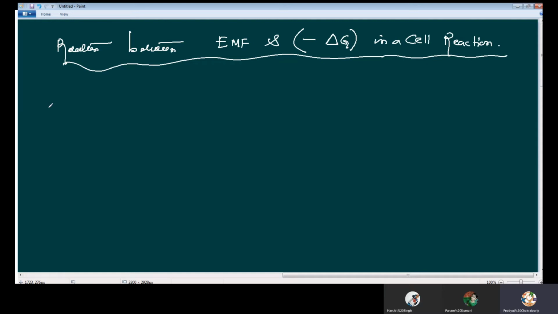A galvanic cell produces electrical energy as a result of the chemical reaction occurring in it. So when the cell current flows through the conducting wire connecting the anode and the cathode, electrical work is done by the cell. For a reversible cell, the electrical work derived from the cell is found to be maximum.